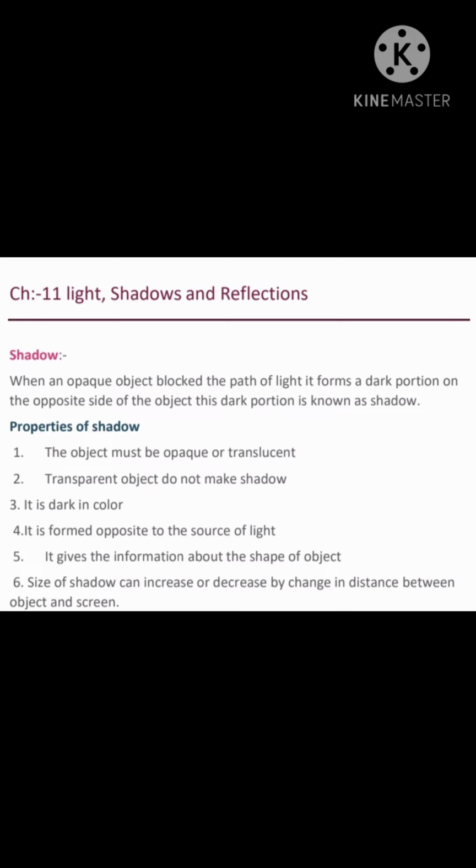I will repeat all the points once again so that you have a better understanding. Number 1, the object must be opaque or translucent for the shadow to be formed. Number 2, transparent objects do not make shadows. Number 3, shadow is dark in color. Number 4, shadow is formed opposite to the source of light. Wherever there is a source of light, the shadow will be formed opposite to it. Number 5, shadow gives information about the shape of the object, what kind of object it is.